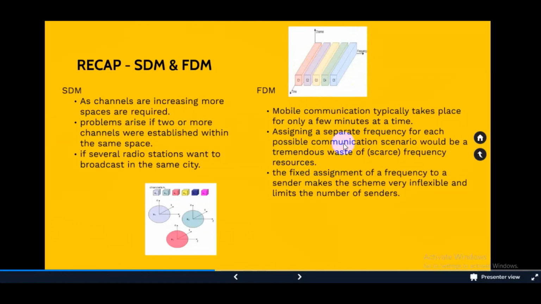So this allotment of frequencies to a specific channel, in some way, makes the scheme inflexible in mobile communications, and it also limits the number of senders. So these are a few points that we need to remember when we are talking about space division multiplexing and frequency division multiplexing.